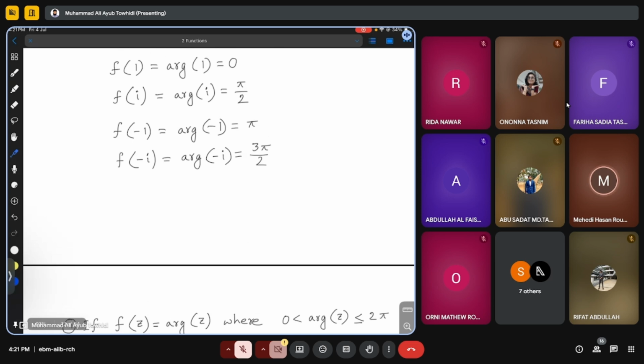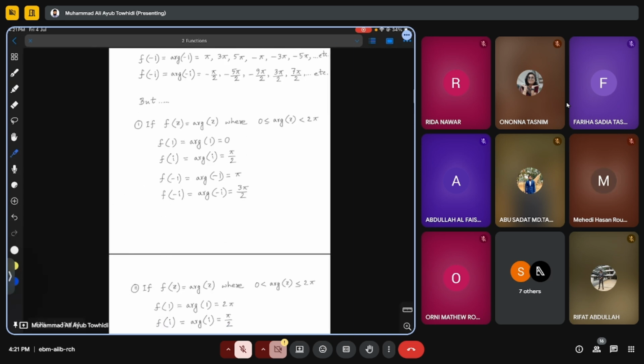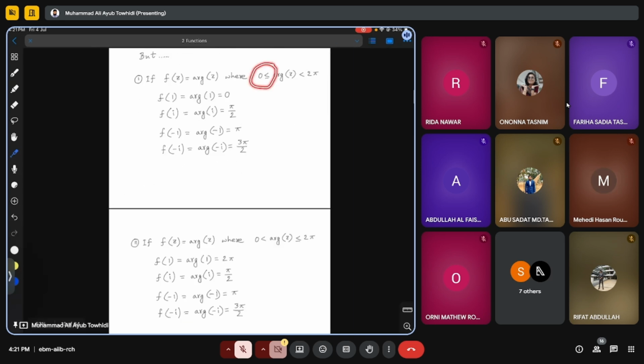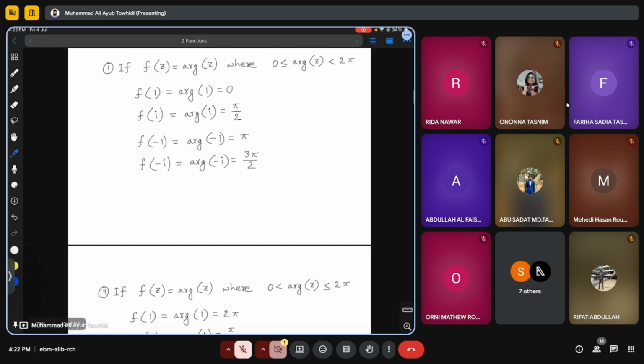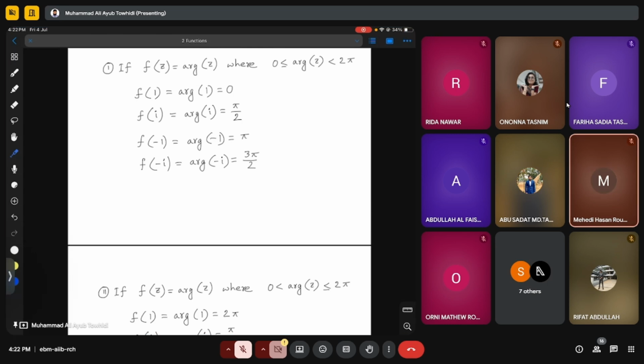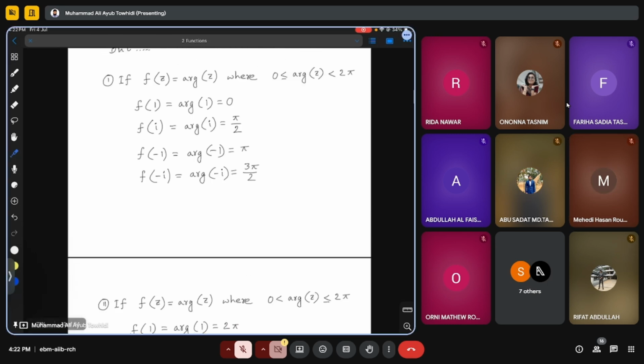Just compare it with the previous example. Here 0 less than or equal, here less than or equal with 2 pi. So argument of 1 was 0 in the first case, but 2 pi in the second case. Is the difference clear? Is the difference clear to everyone? Yes, sir. Okay, very good.